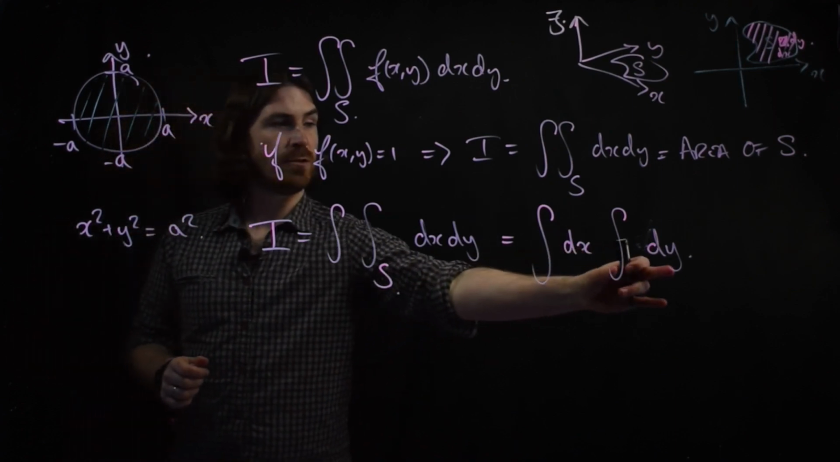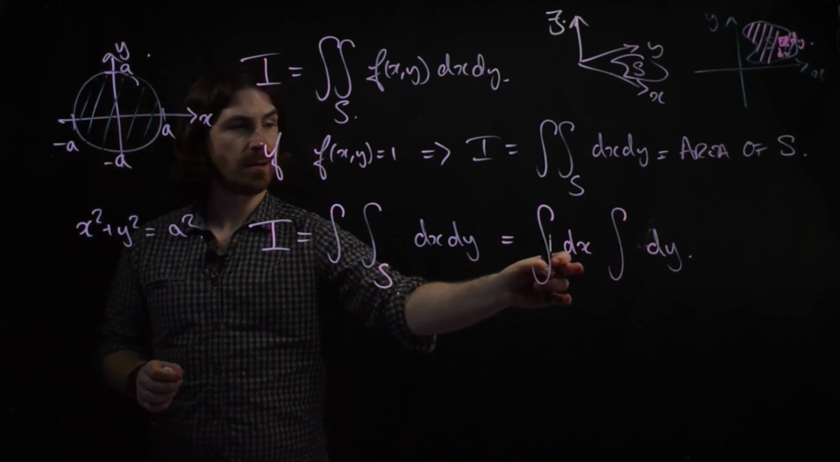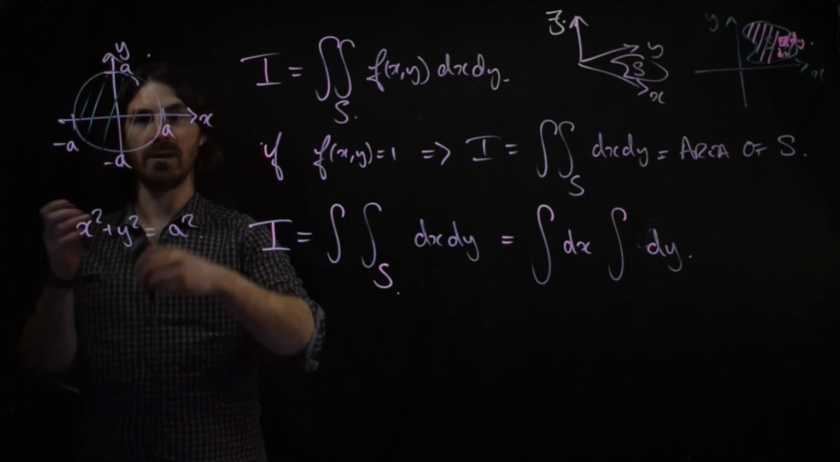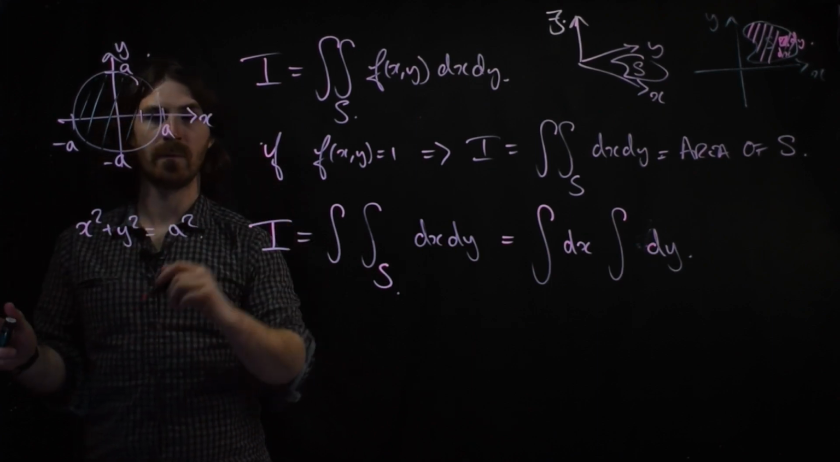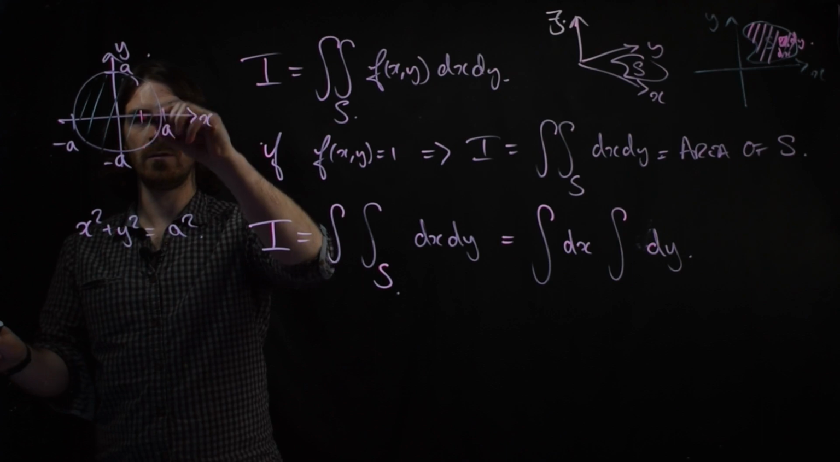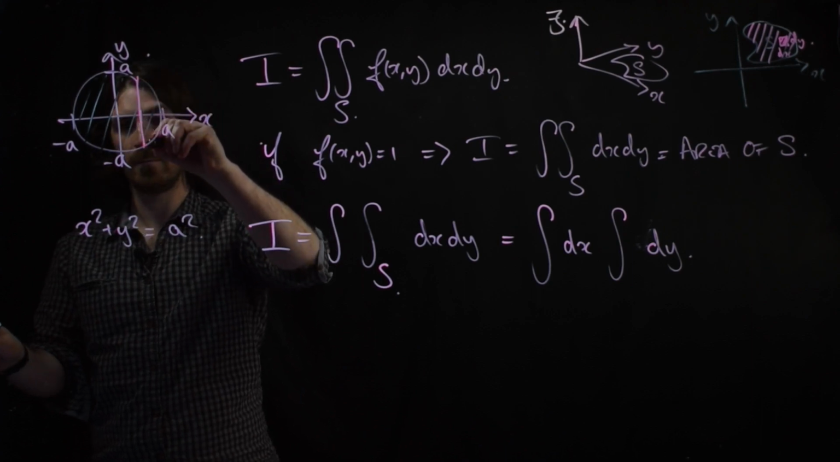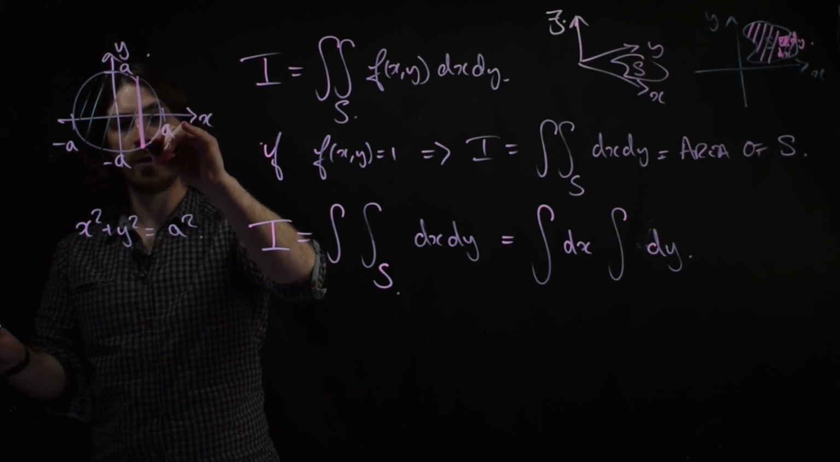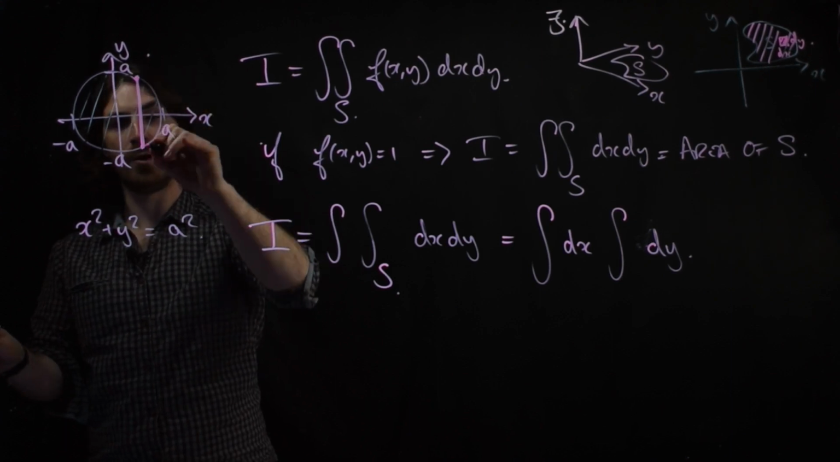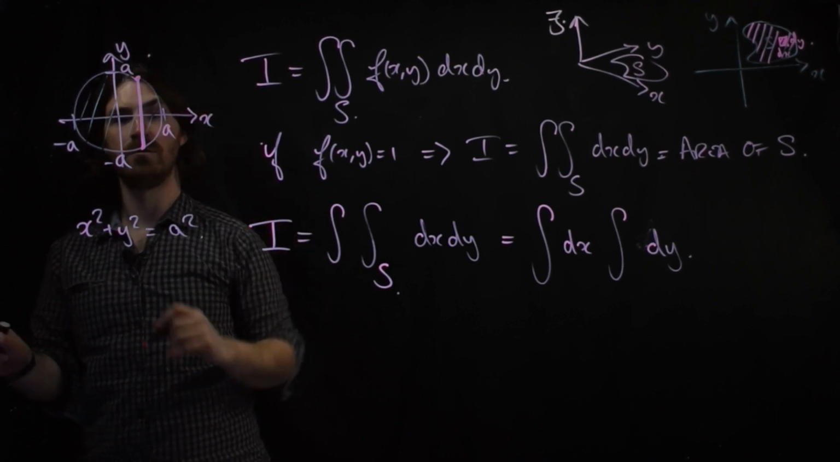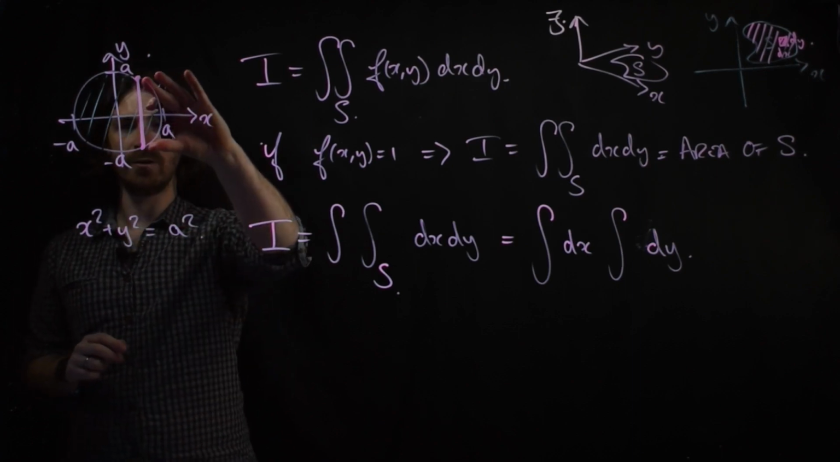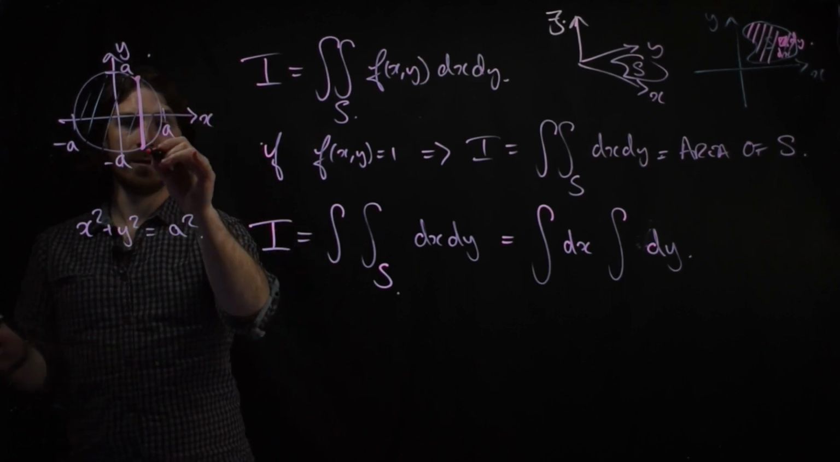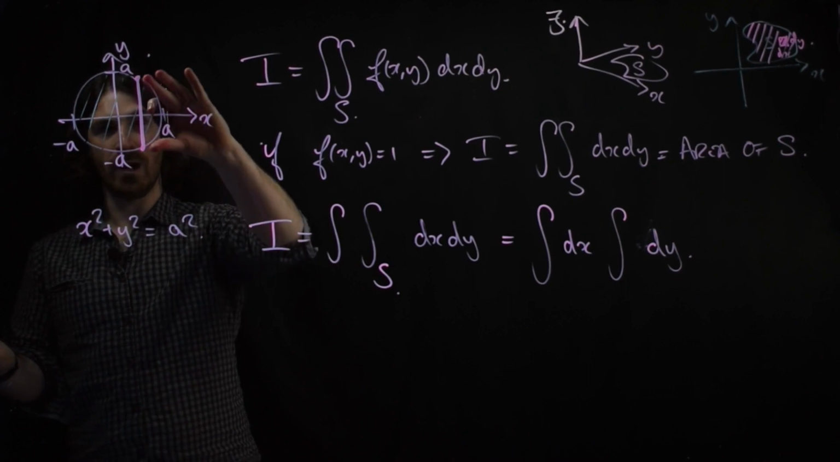If we do the integral over y first, that means we pick an x, so let's choose an x, maybe here. And we think about lines like this that go from the bottom of the region to the top of the region. So this is a line of constant x, and we need to think about what the y values can be.